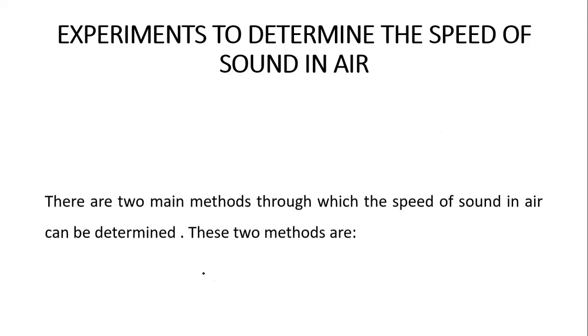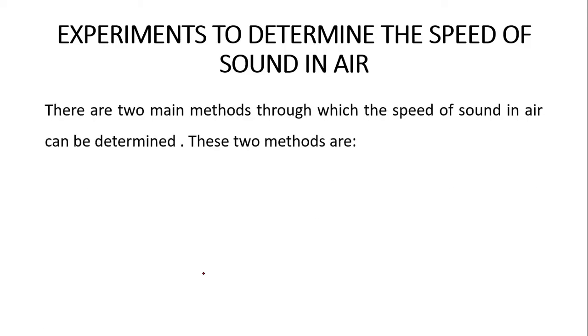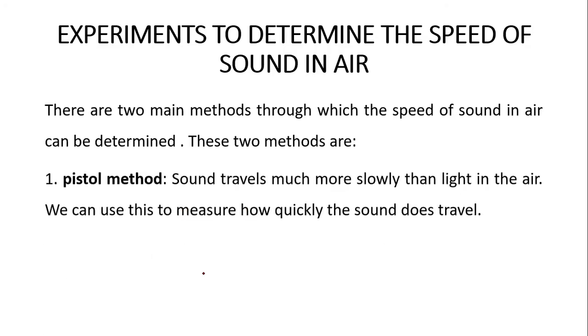Now, when determining the speed of sound, we can use two methods. So the speed of sound in air can be determined by two methods. The first method is called the pistol method. Other people can call it the gun method. Other people can call it the flash method. Whatever name you call it, the principle is basically the same. So number one, I'm calling it the pistol method or the gun method.